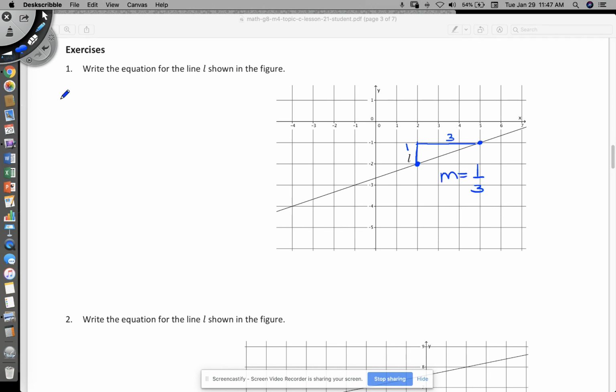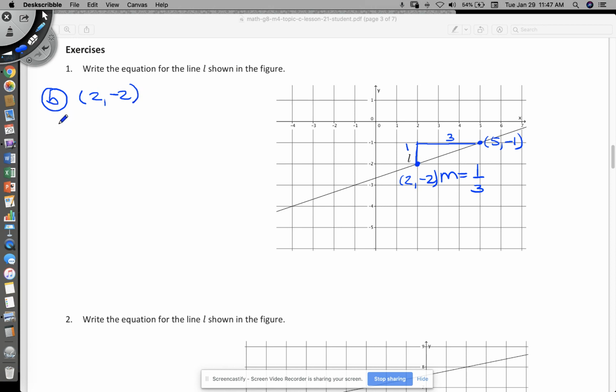So now I'm going to solve for B. I'm going to use one of these points. I'm just going to pick this one up here. This is going to be 5, -1. Or I could pick the 2, -2. It doesn't matter. Those are my 2 points. I'll just pick the 2, -2 since it's the closest one here. So 2, -2.